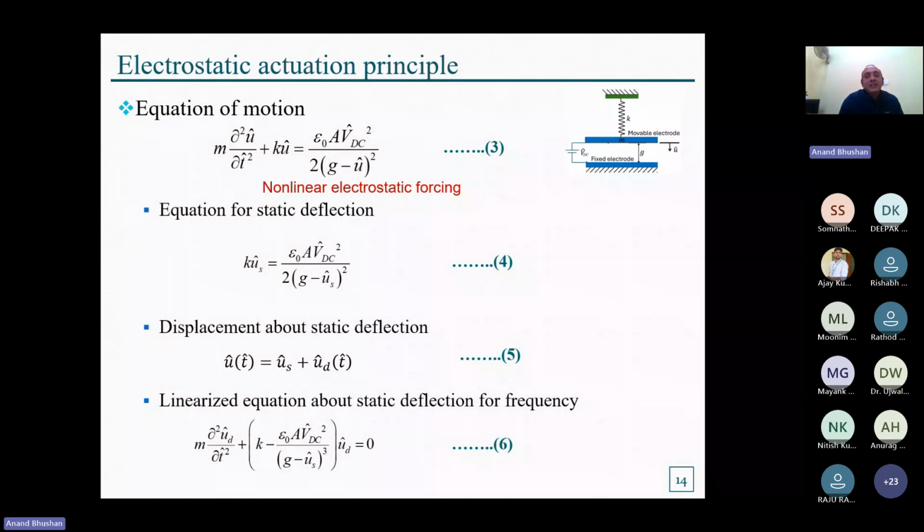If you see this equation 6, here there are two components. One is the inertia component and the second is the spring component. In the spring component, we can see the coefficient of UD. This provides the spring stiffness at the deflected position. And when we see this spring equation, we can see simply that as we increase the DC voltage, this spring stiffness is going to be reduced.